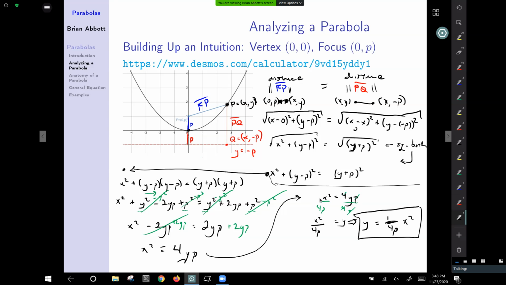And this p value is the distance from the vertex to the focus and the distance from the vertex to the directrix. So you've defined both of the points that are important about a parabola. There are two main forms you're going to see this written: the one I just circled, and the one we started with to get there, x squared equals 4yp. They're the same. And we could play this same game for a sideways parabola, opening left or right as well. Only then it's going to be y squared equals 4px.